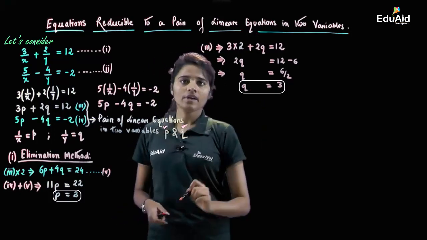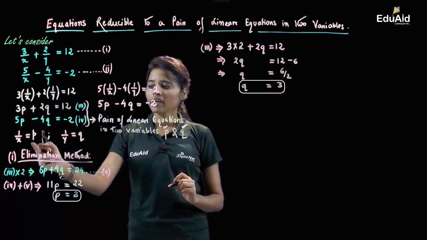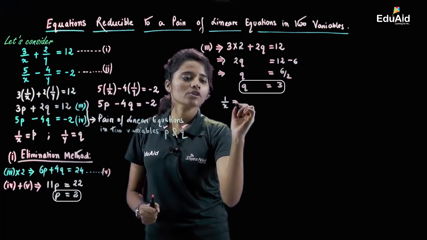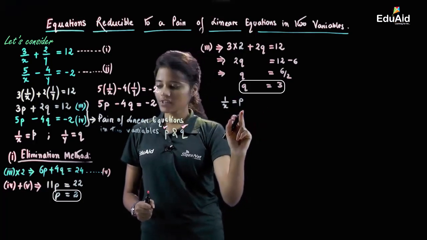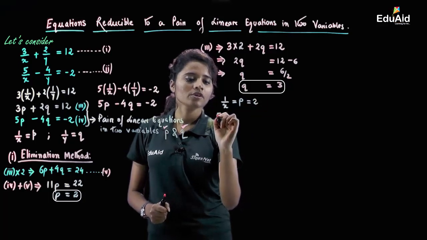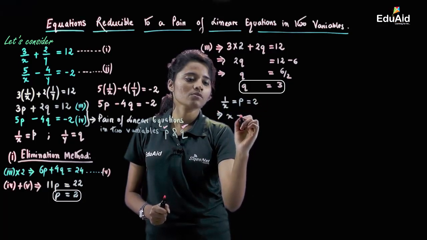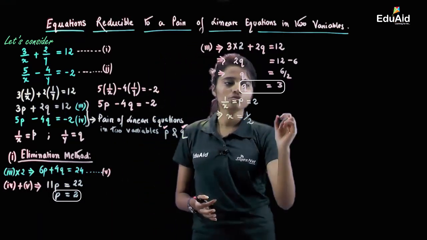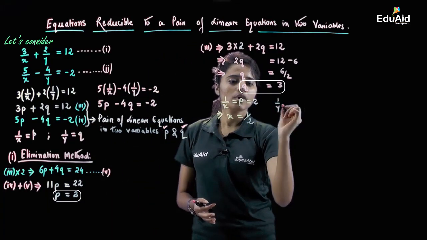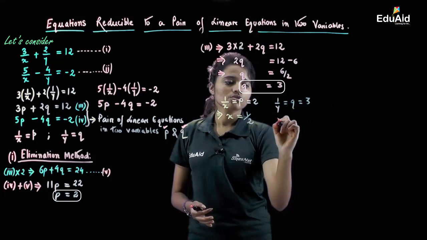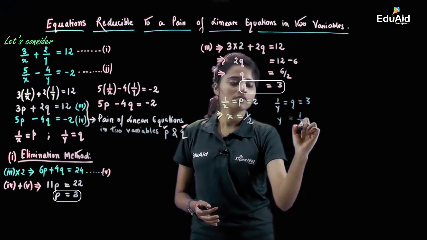So, 1 by x is equal to p. What is the value of p? P is 2. So from here, I get the value of x is equal to half. Similarly, for q, 1 by y is equal to q. What is the value of q? 3. So y is equal to 1 by 3.